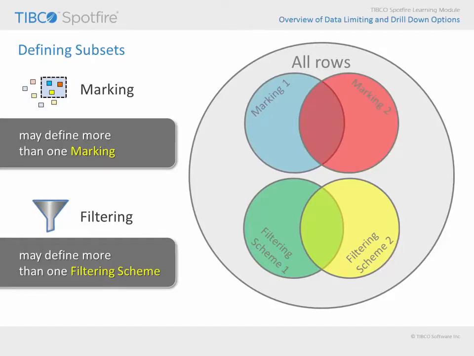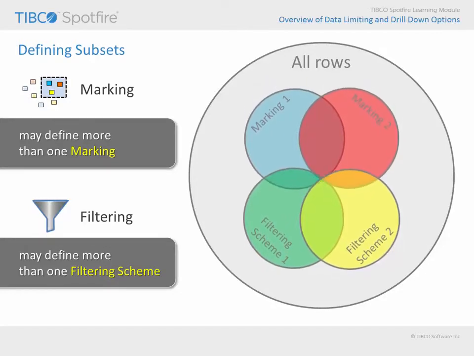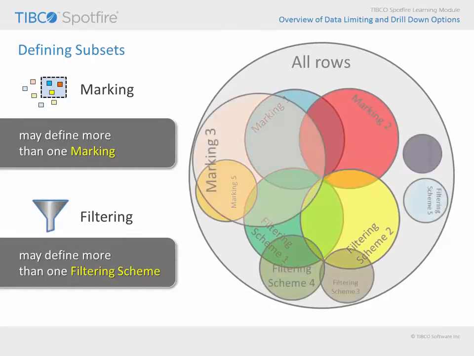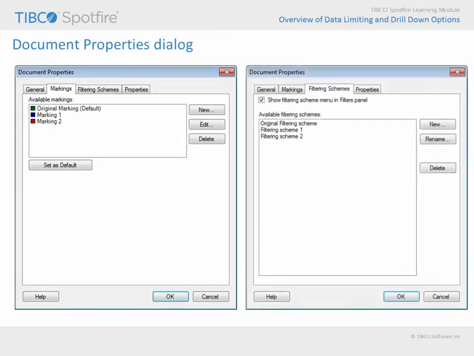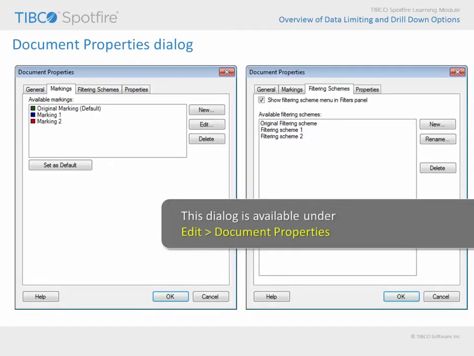The visual impact of marking and filtering may also overlap, further complicating the picture. And additional markings and filtering schemes are possible, adding further flexibility as well as the potential for additional complexity to the analysis document. Fortunately, there is a dialog which provides control over the color and name of markings which are defined in a given analysis document, as well as the names of different filtering schemes which have been created. Under the Edit menu, the Document Properties dialog is the location to remember for evaluating and editing these defined data subsets. Let's see these markings and filterings in action in a demonstration.